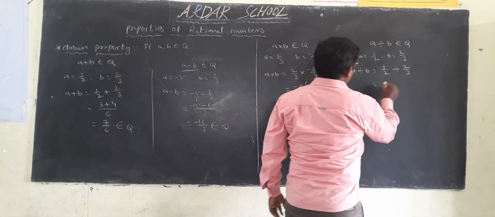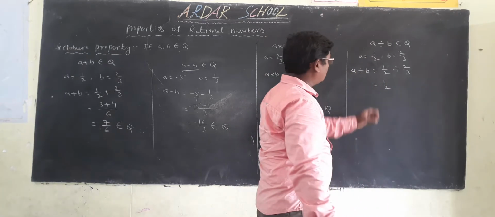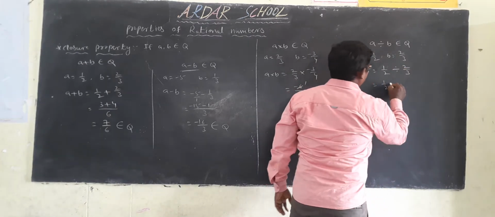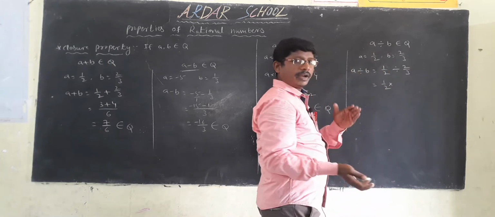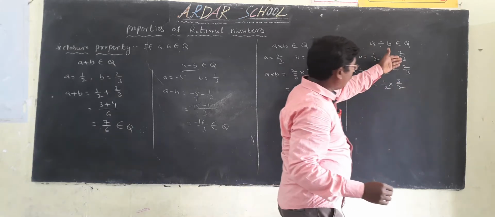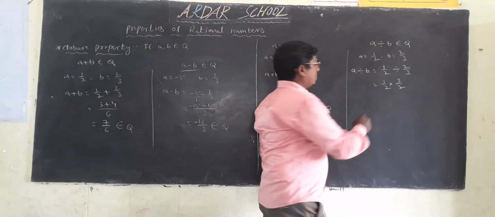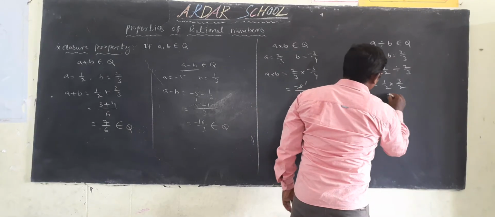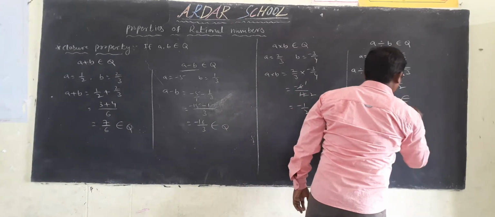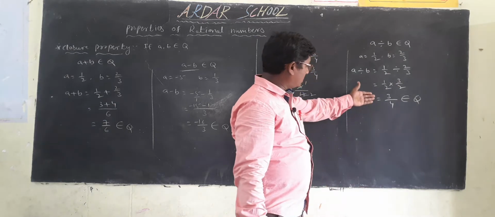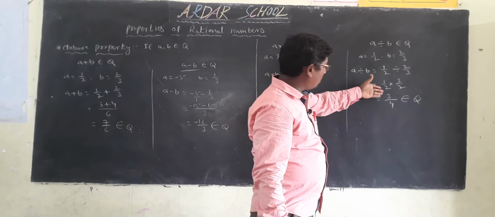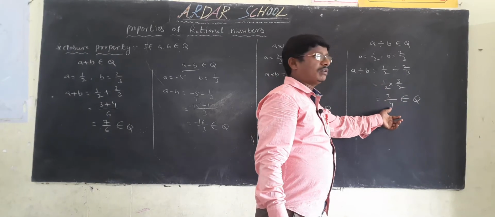Here 1 by 2, the division symbol is converted into multiplication. Then the next step is to write the reciprocal of the second fraction. The reciprocal of 2 by 3 is 3 by 2. So here 1 into 3 is 3, 2 twos are 4. 3 by 4 belongs to Q. Yes, 3 by 4 is a rational number. Why? Because this is in the form of p by q. Here p, q belongs to Z and q is not equal to 0.